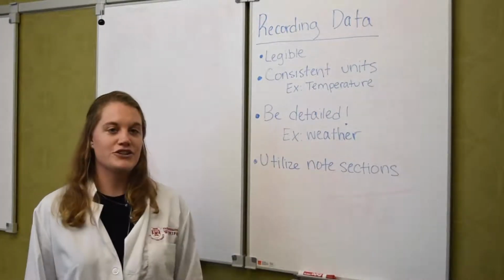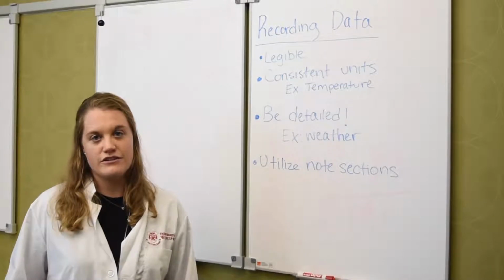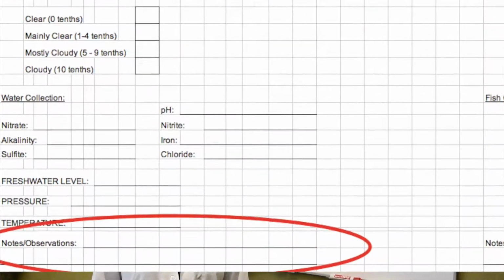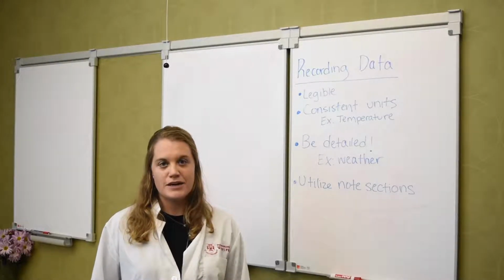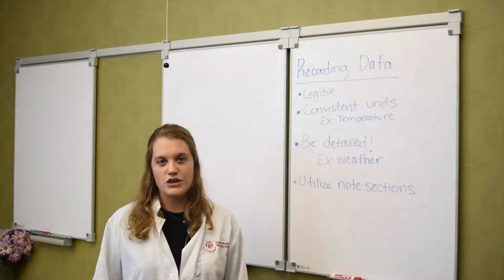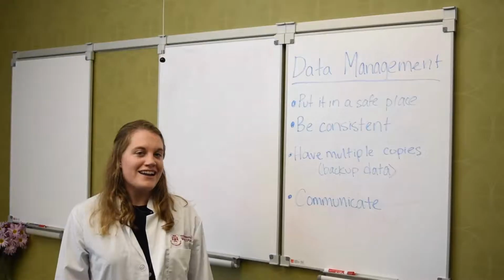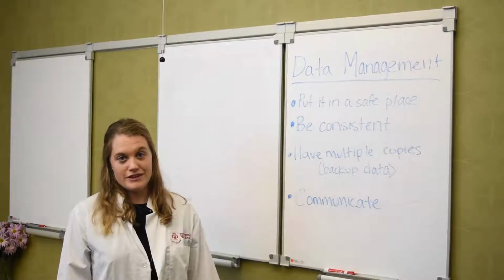The last thing you want to make sure you do is utilize your notes section. So in your data sheet, you should always have a separate section called notes. And those notes are where you're going to put anything that may have happened during the experiment or anything that was out of the ordinary that you want to make sure you remember for when you go to record the data and analyze it.